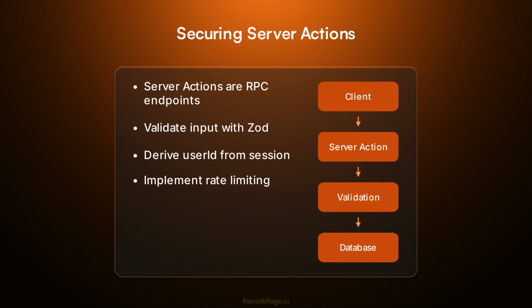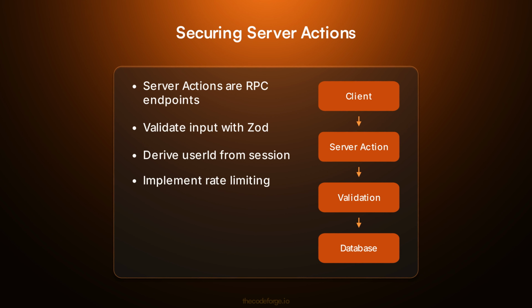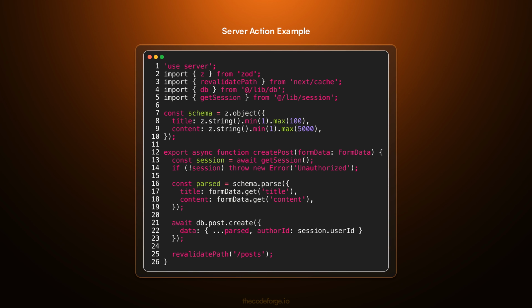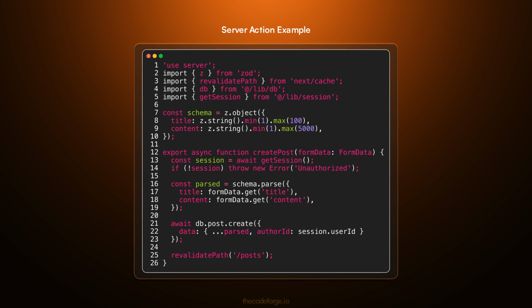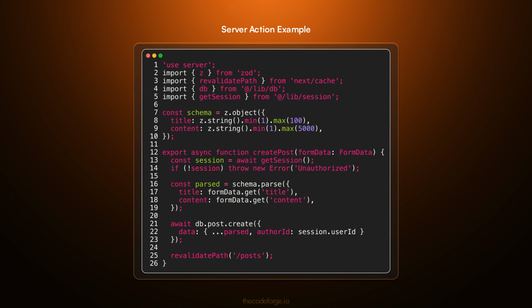Server actions run on the server but can be called from client components. They are public endpoints, so you must authenticate, validate, and rate limit them. This server action validates input with Zod, checks authentication, and creates a post. Note that we derive the authorId from the session, not from the client.